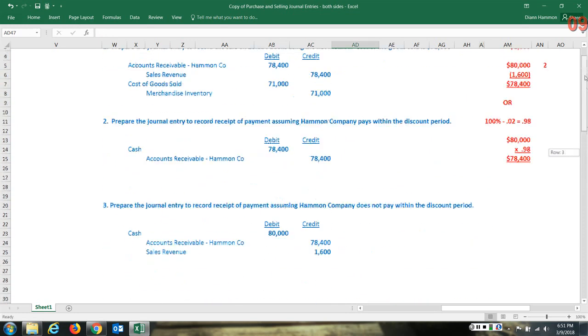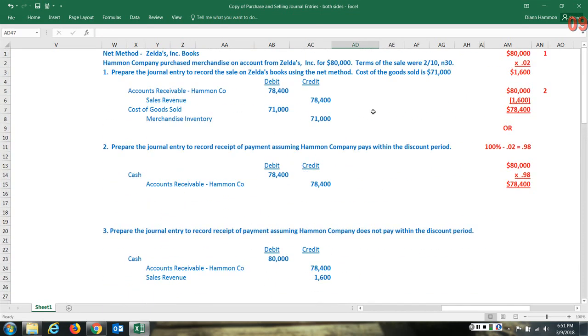Okay, so this is examples of how to prepare your entries for the sales side of transactions on Zelda's books. Be sure to have a look at Hammond Company's purchase of merchandise video so you can see how all of these transactions and numbers tie together.